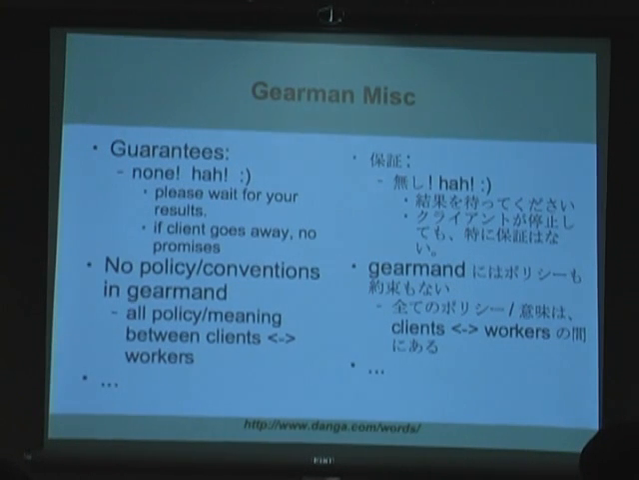So don't use this for anything important that you actually want to be done. If you want the results and you want to make sure it actually succeeds, stick around and wait for it. Because if you go away and it fails, no one is going to care. There's no policies or conventions or anything in Gearmand. There's the opaque function name and the opaque args. And other than that, all semantics between what those things mean is all between the endpoints, between the clients and the workers.